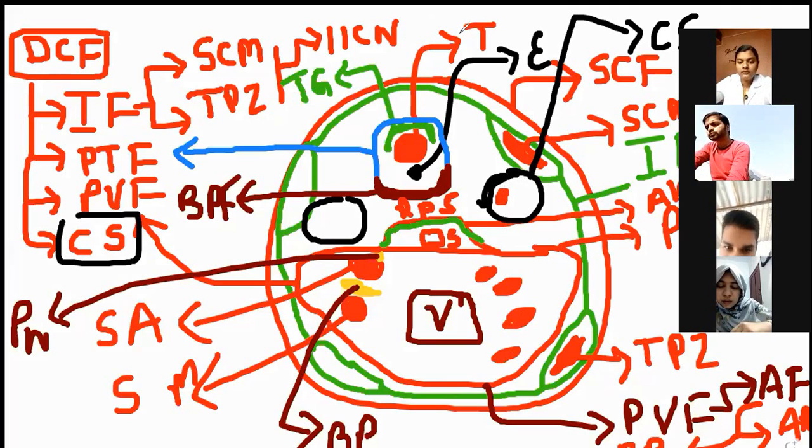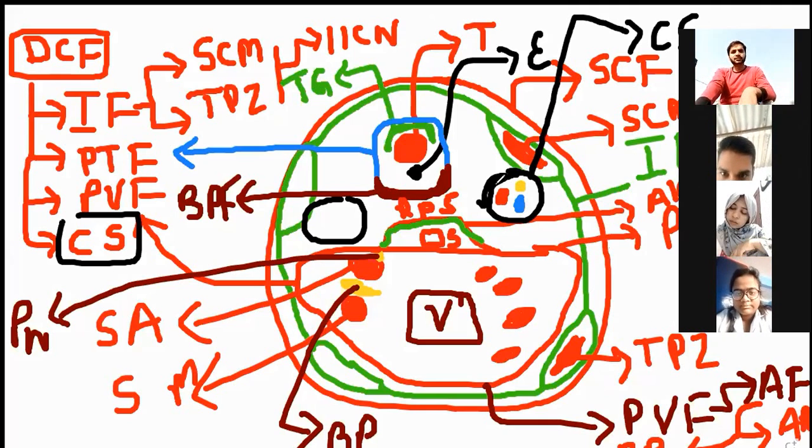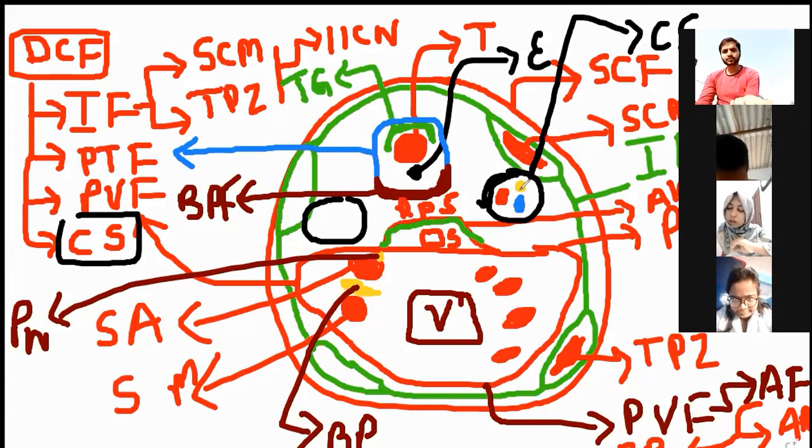And you already know what is present in the carotid sheath. Carotid artery, internal jugular vein, and which cranial nerve? Vagus nerve. Okay. So in the carotid sheath, what is present? Common carotid artery, internal jugular vein, and your vagus nerve. It is clear to all of you.